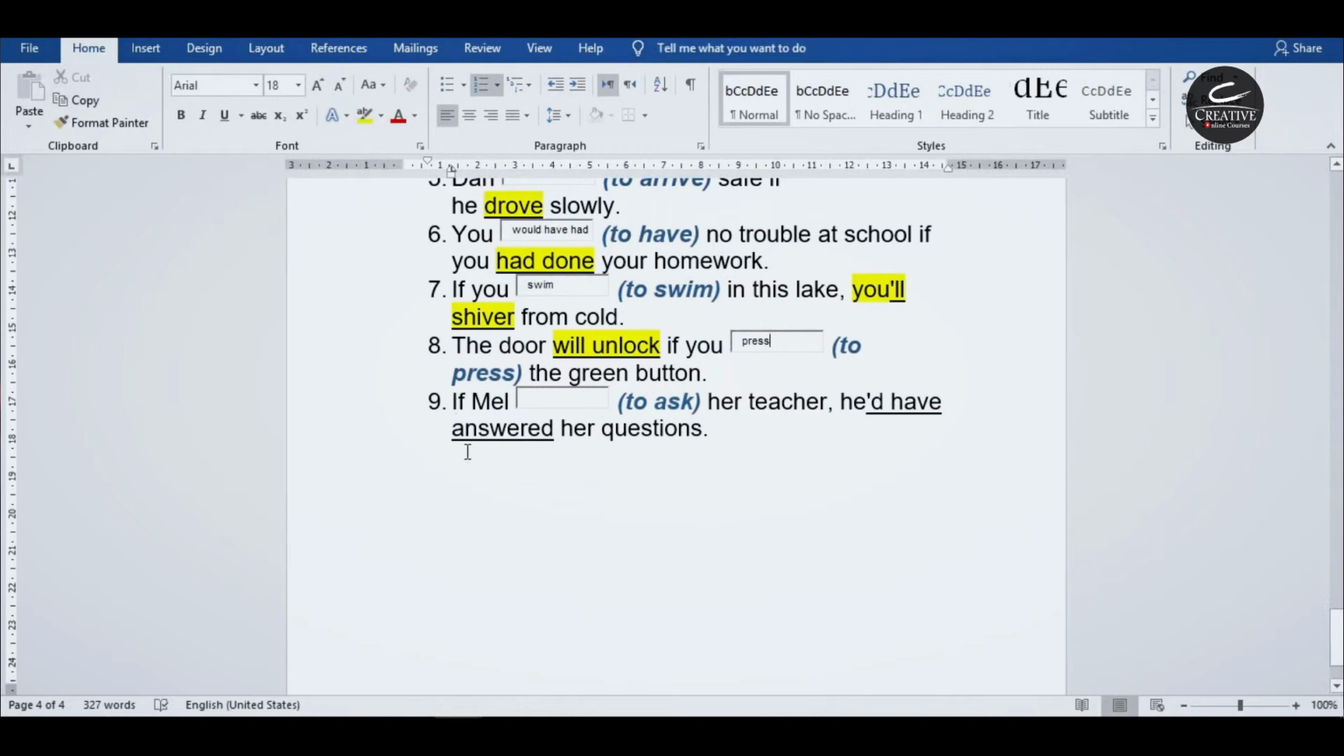Okay, number 9, if Mel, her teacher, he would have answered her questions. Okay, so which tense is this? Which conditional is this? Okay, this is the third conditional, and here we have to use the past perfect. Okay, if Mel had asked her teacher, he would have answered her questions.